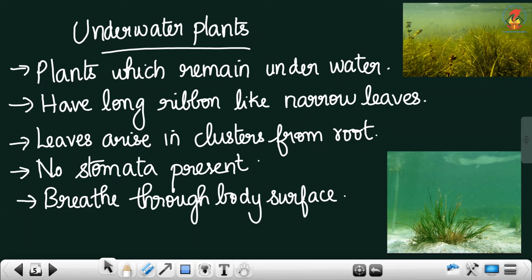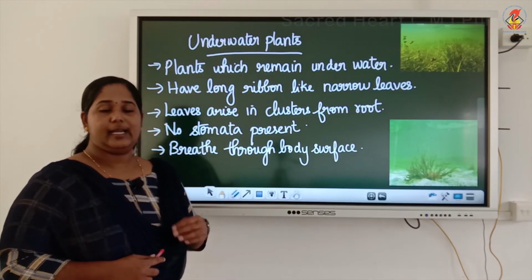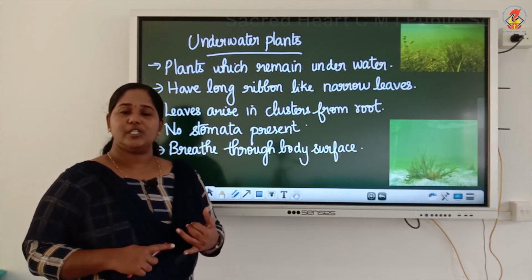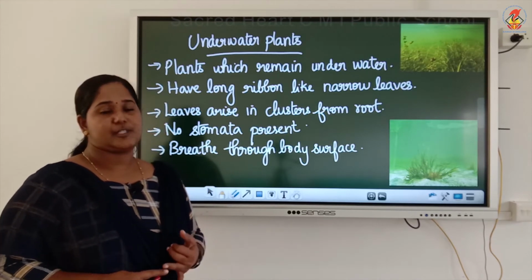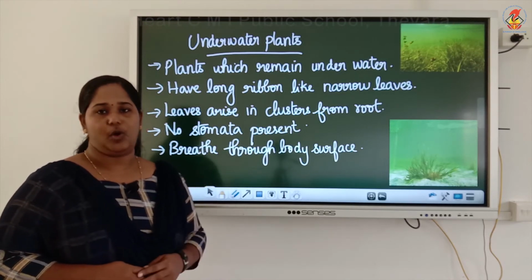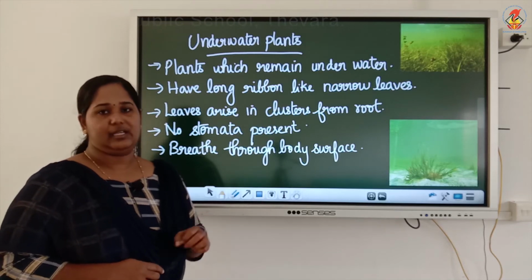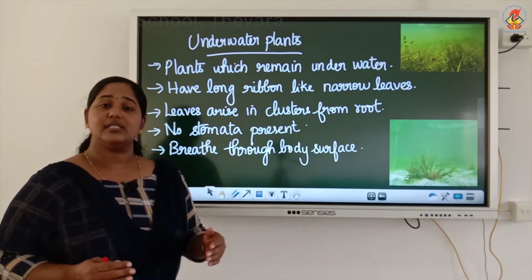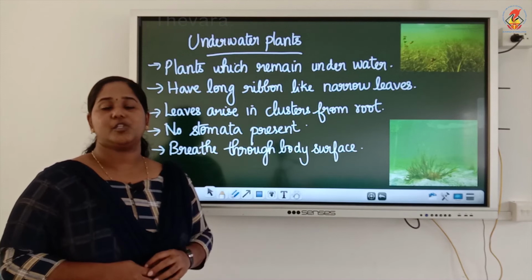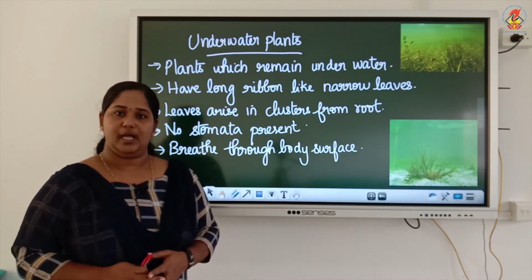So, the three types of aquatic plants. What is an aquatic plant? Aquatic plants are plants that grow in water. There are three types of aquatic plants. Which are they? Floating plants, fixed plants and underwater plants. Floating plants float along with water, fixed plants remain fixed in the ground, whereas underwater plants remain completely submerged in water. This is all about aquatic plants.